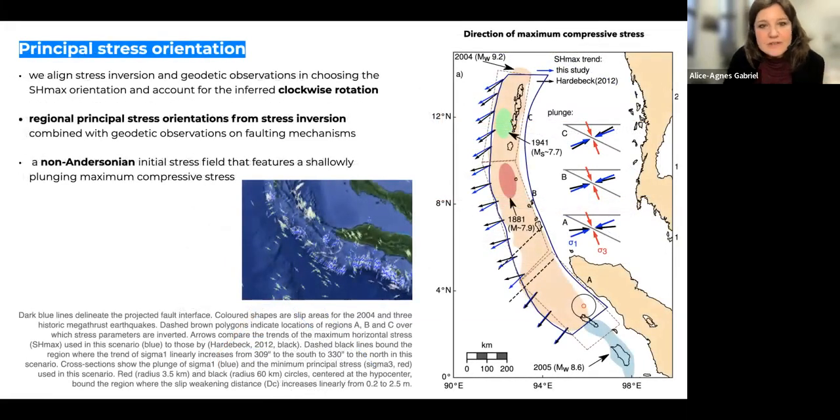Now, we want to think about how we can constrain the strength and the initial stresses of this model. What we do is align stress inversion and geodetic observations in choosing the orientation of SH max. We also account for the observationally inferred clockwise rotation of SH max along strike. And we account for non-Andersonian initial stress fields, so we allow for a plunge of the loading of this fault system, a shallowly plunging maximum compressive stress. What we are visualizing here is the Hardebeck 2012 inferences in terms of SH max in our study, and also the plunge that we are inferring.